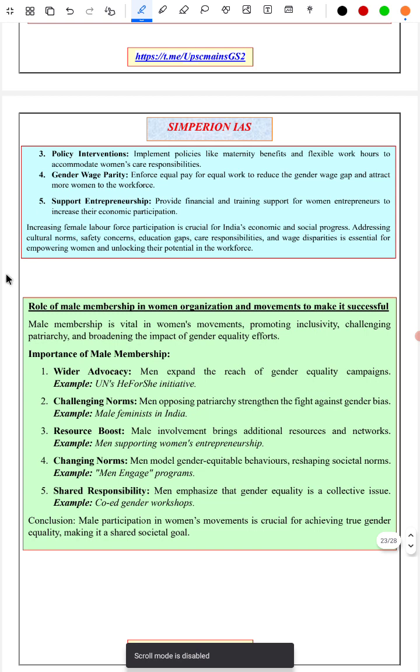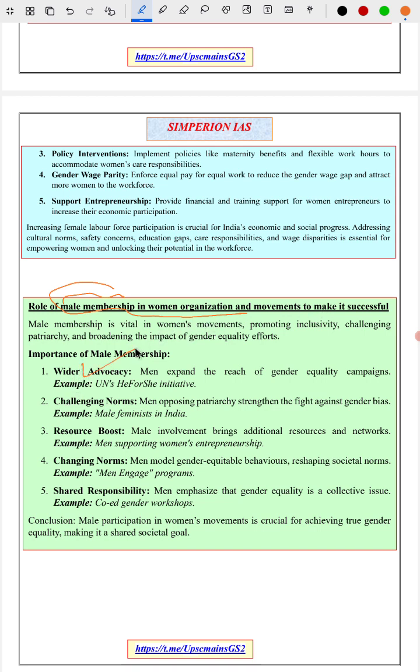Next, what can be the role of male membership in women organizations and movements to make them successful? See, the women's movement or improving the status of women cannot be successful just with women's movements and organizations, because we live in a society where both male and female live. So sensitizing the male related to women's problems, women's challenges, improving women's status and women's participation in the labor force, getting better education, better access can help India as a country, Indian society, etc. Sensitizing the male is also important. So what is the role of male membership in women organizations and women movements to make them successful?